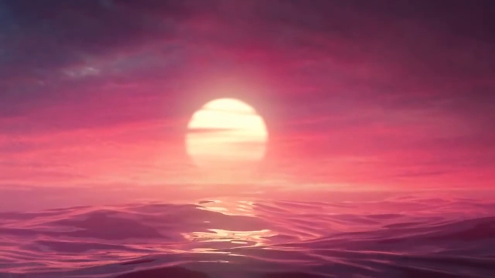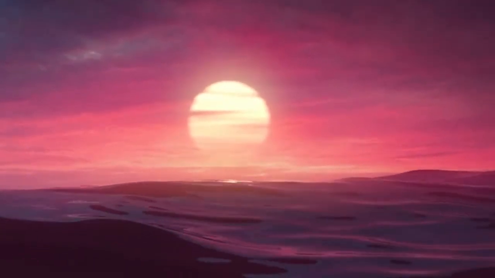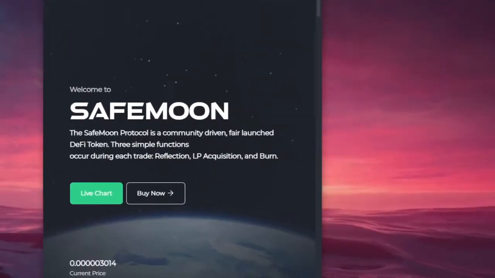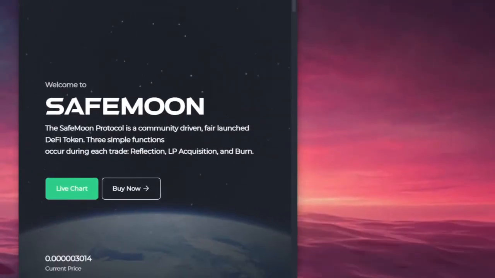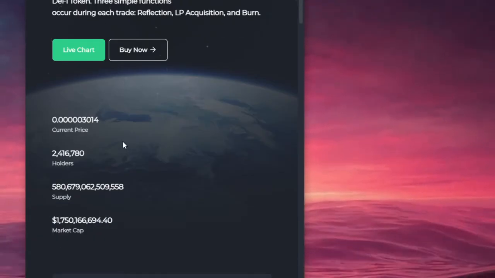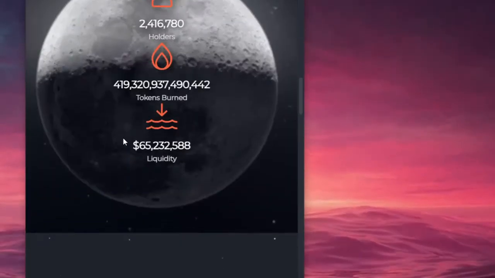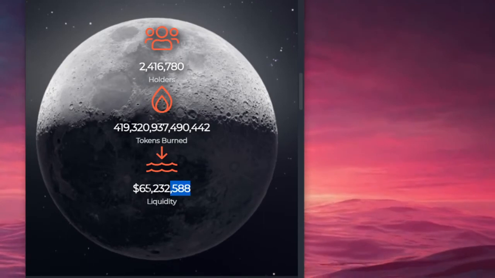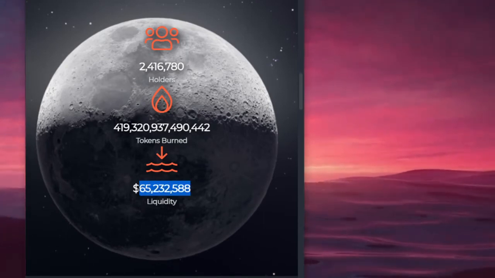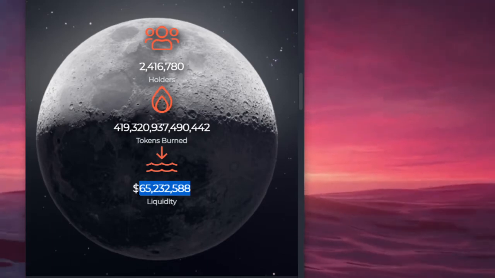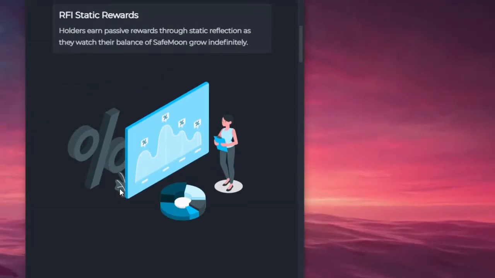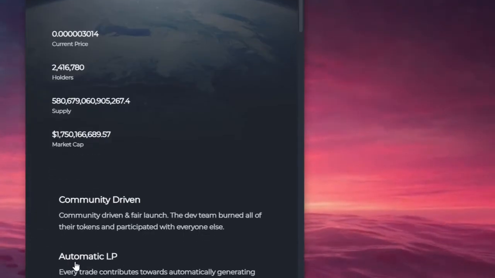I'm going to look up SafeMoon's liquidity and just take a quick look. The market cap's currently at 1.7 billion, and there's 65 million in liquidity. So you kind of know that if someone was sitting on a large portion of that, they could only liquidate 65 million of that 1.7 billion, right?